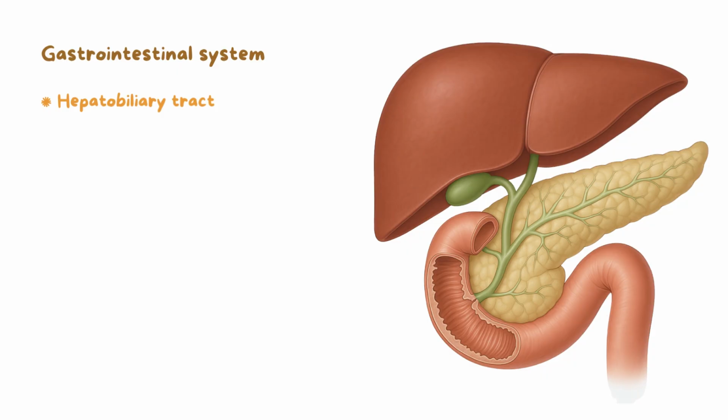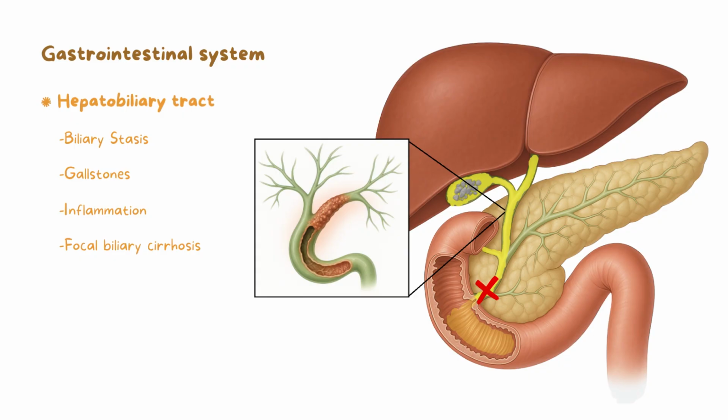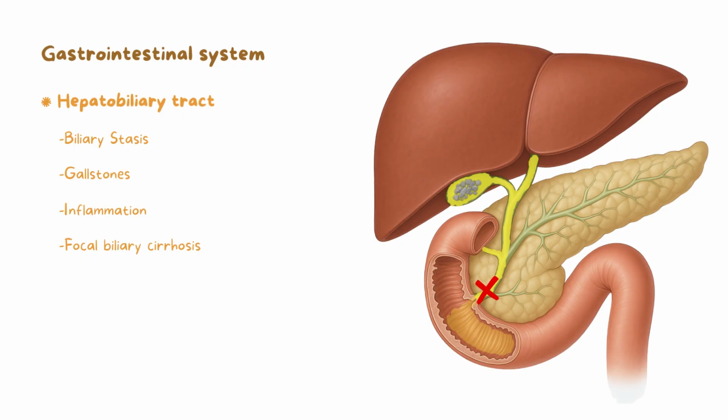The hepatobiliary system is also affected. Normally, bile produced by the liver flows through narrow ducts into the intestine, where it helps digest fats and carry away waste. In CF, these ducts can become blocked by thickened secretions, leading to biliary stasis. This increases the risk of gallstones and gallbladder inflammation, and over time can cause focal biliary cirrhosis, where scarring forms around obstructed ducts. In some cases, cirrhosis progresses to more advanced liver diseases with complications such as portal hypertension or liver failure.